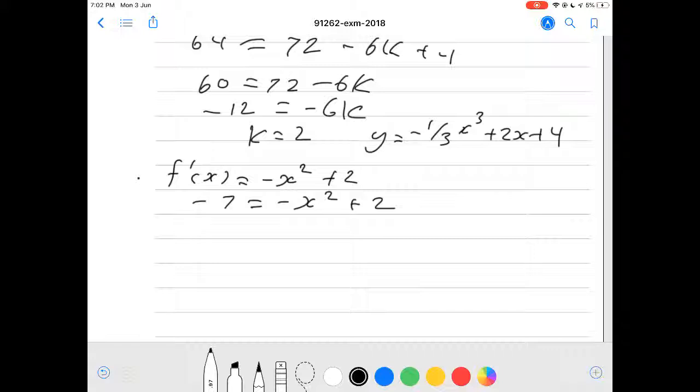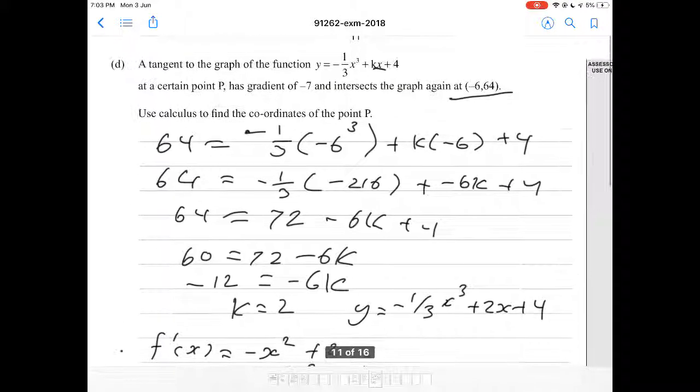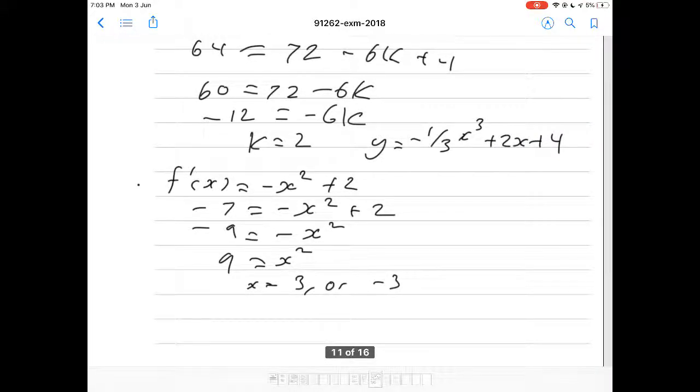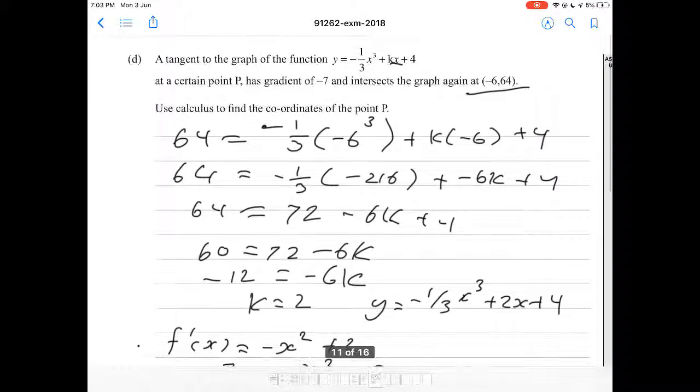2. Therefore, negative 9 equals to negative x squared. Therefore, 9 equals to x squared. So therefore, x equals to 3 or negative 3. We have x equals to 3 or negative 3 here.